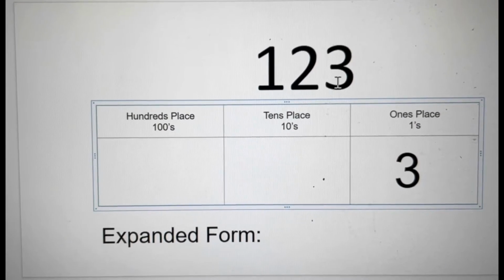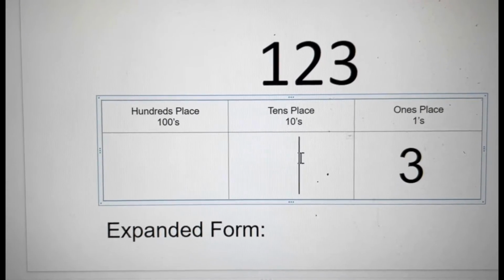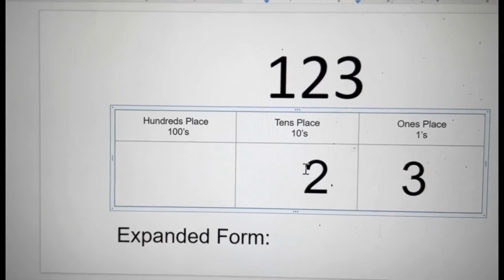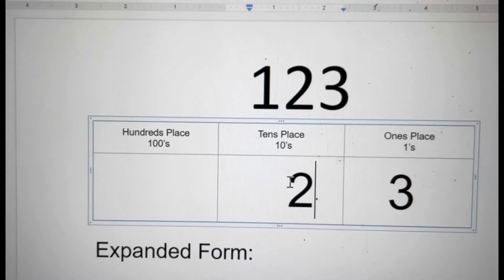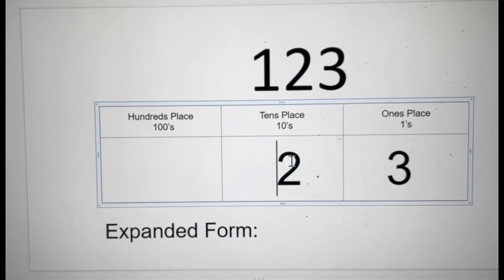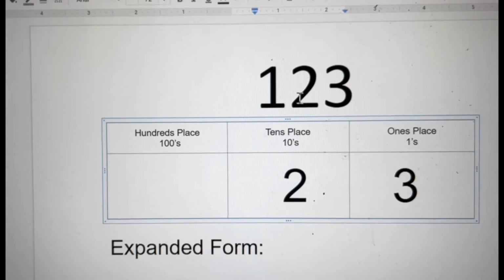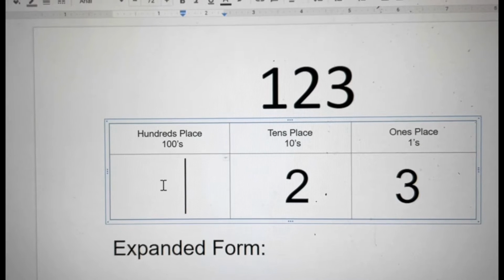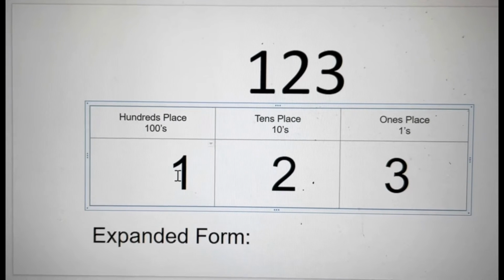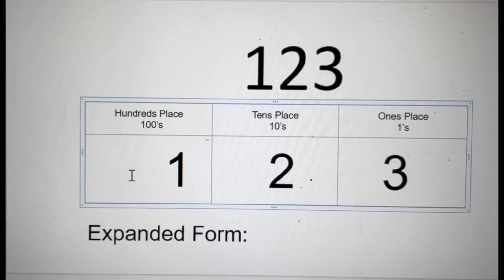Now the tens place is the number that's right next to the ones place. So right next to the 3, we have a 2. So there are 2 tens in the number 123. And right next to the tens place is the hundreds place. For hundreds we have 1, there's 100 in the number 123. So we have 3 ones, 2 tens, and 100.